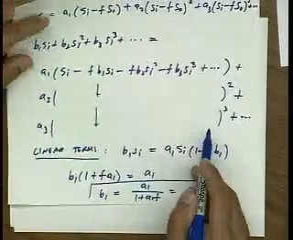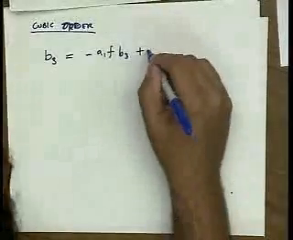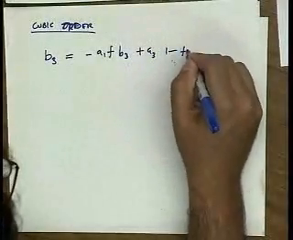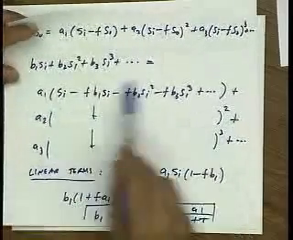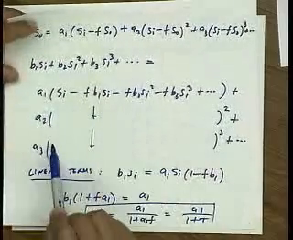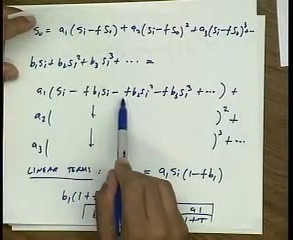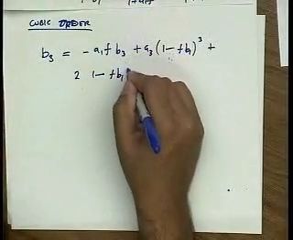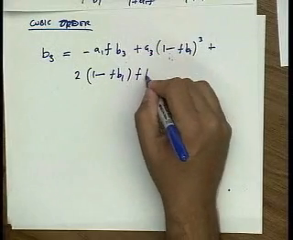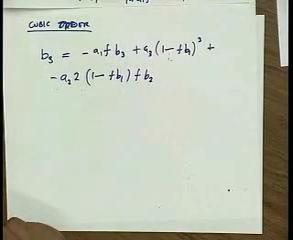Okay. And then I have another easy one. It's just the first term here, so it's this term cubed. So that's A3 times 1 minus FB1 cubed. And then I have one more term, which is when I square this thing, it's this term times this term. So I get twice 1 minus FB1 minus FB1. So I get 2 times 1 minus FB1 times FB2, and there's a minus sign. Okay.